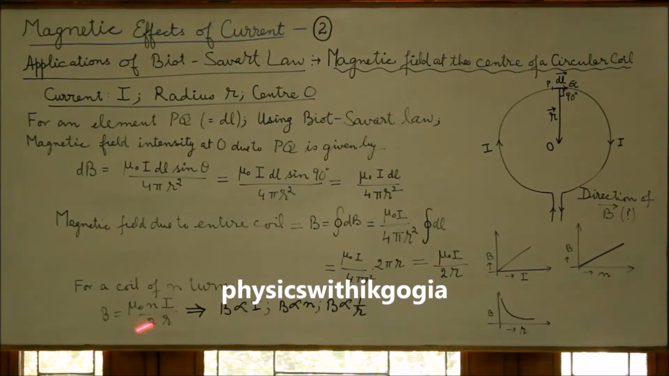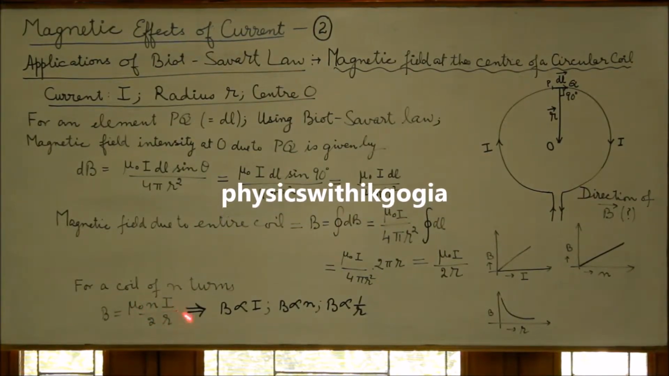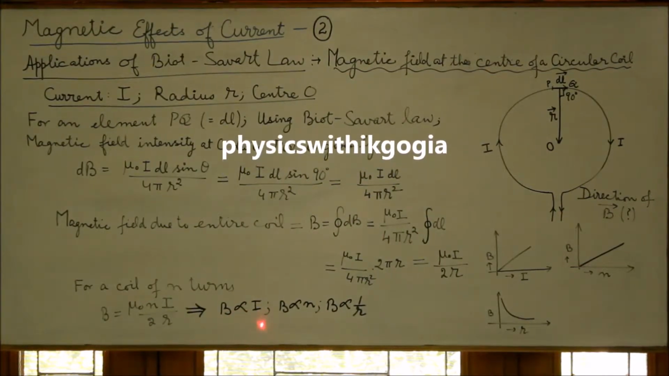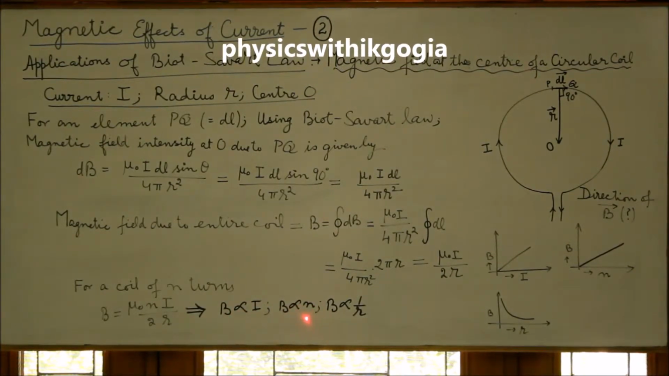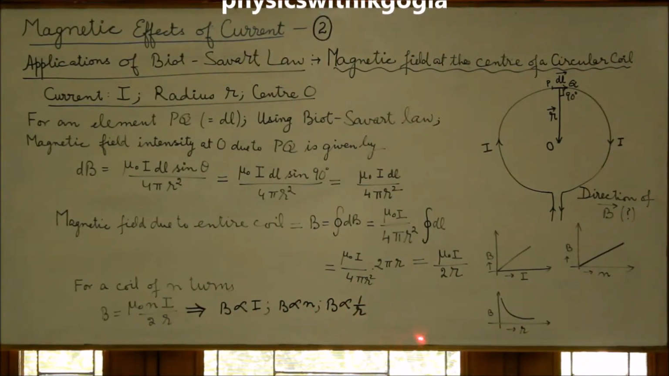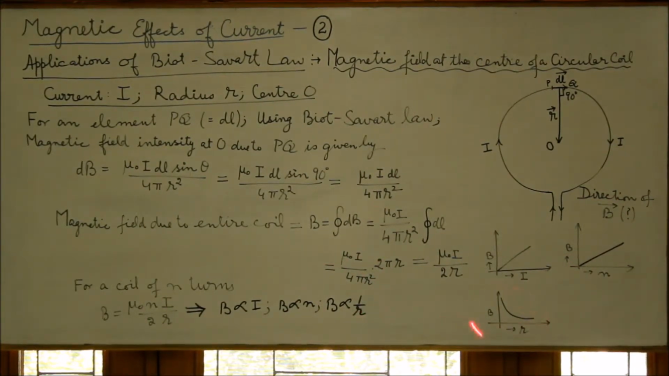For a coil of n turns, B also becomes n times, that is mu naught n I over 2r, which implies B is proportional to current, that is larger current, stronger field, B is proportional to n, and B is inversely proportional to r. The dependence is graphically represented here. Clearly B versus I and B versus n graphs will be linear because of direct proportionality, and B proportional to 1 over r leads you to this hyperbolic graph. As r increases, B decreases.